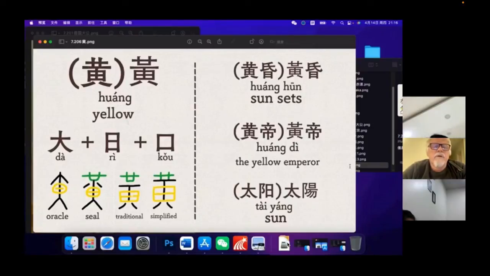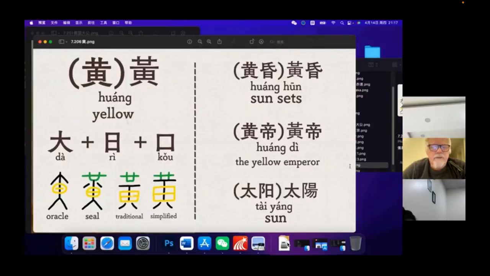Many people don't notice, but there's a difference between the simplified character and the traditional character. There was a big fight a few years ago about how we should simplify Chinese. And people in Taiwan insisted that they must keep the traditional form, and the people in China insisted that they must have the simplified form, but they're almost the same.